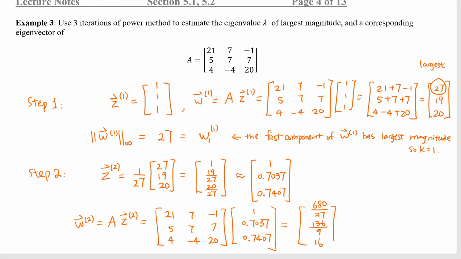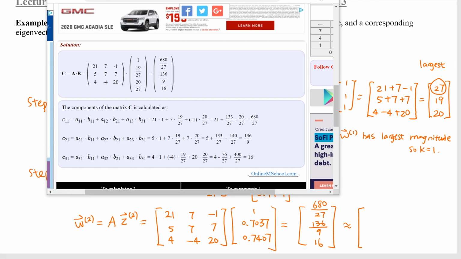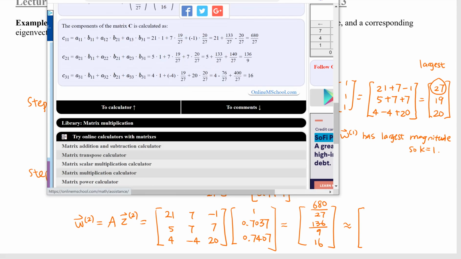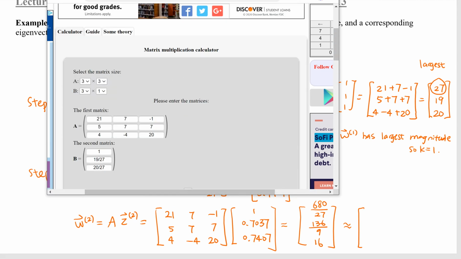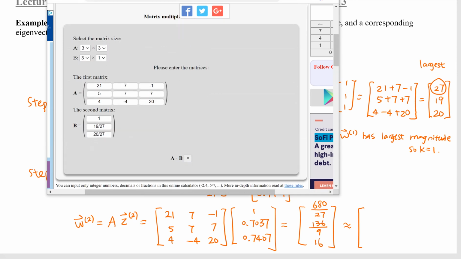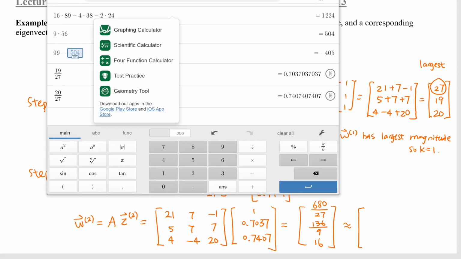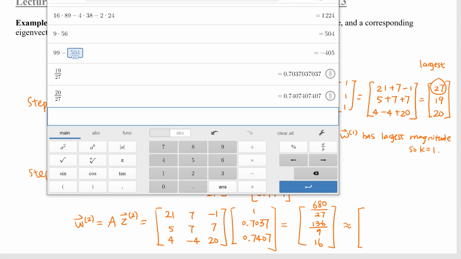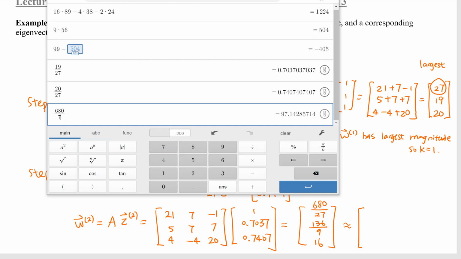And then 16, right? And we would love to keep these fractions, but because we also need to compare which one is the largest, right? So let me see. Am I able to change this number into decimals? I can't. Okay, let's use our original calculator. So 680 divided by 27.